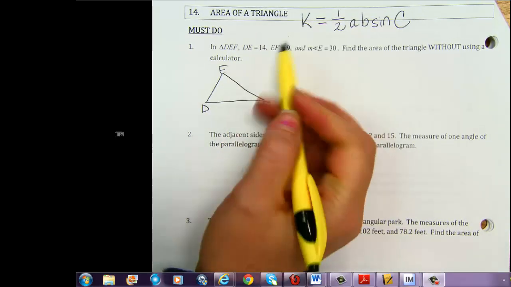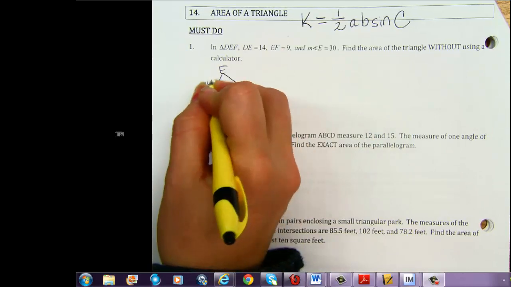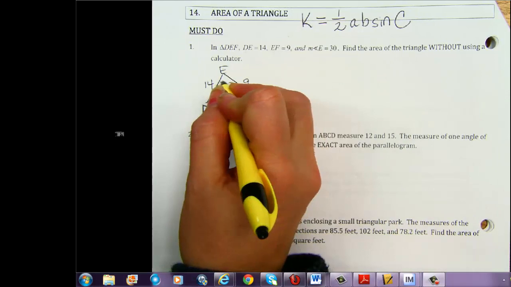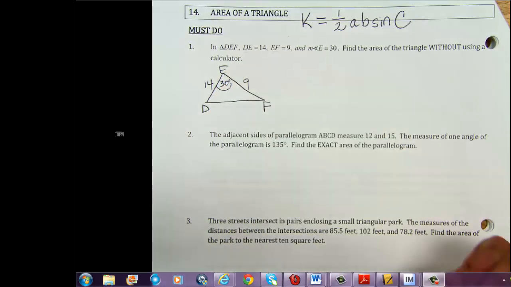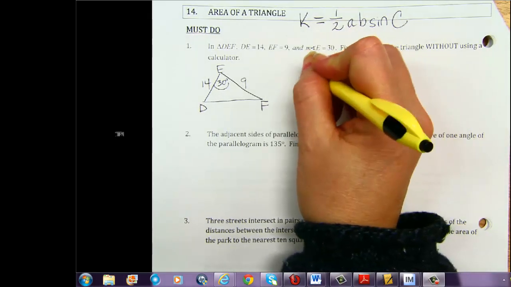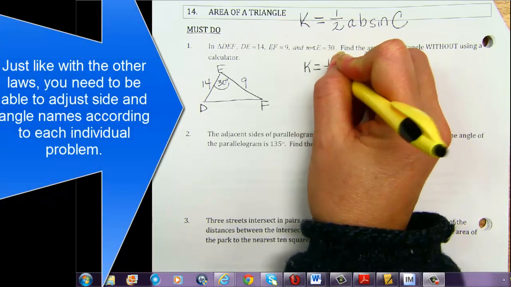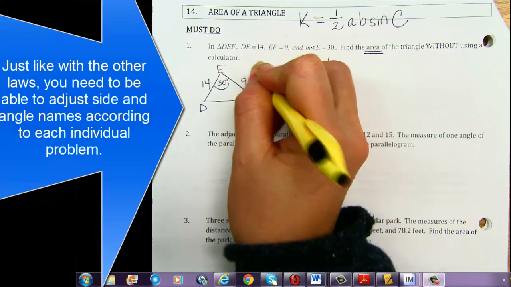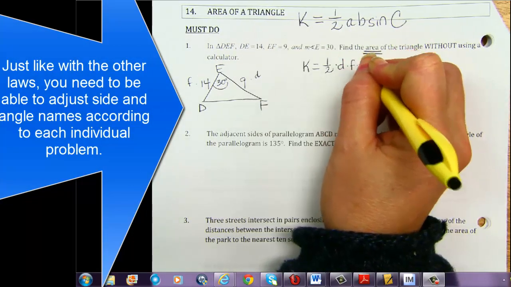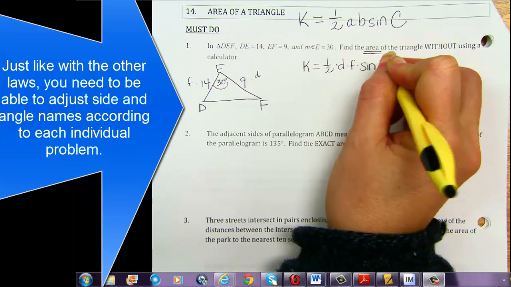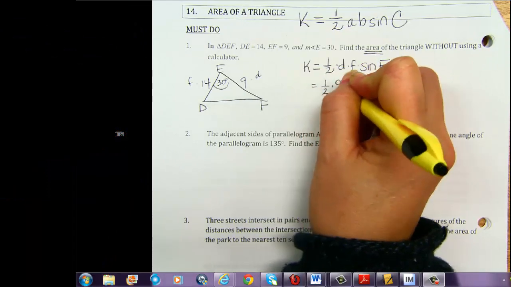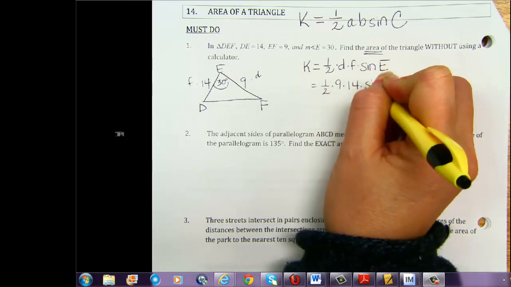And so in number 1, I'm given a triangle DEF. That means I need to use D, E, and F in my formula, not ABC. ABC makes no sense in this context. So I draw and label a triangle. The question's asking for area. Here I know angle E and I know sides F and D, so I'm going to use 1/2 D times F times sine E.